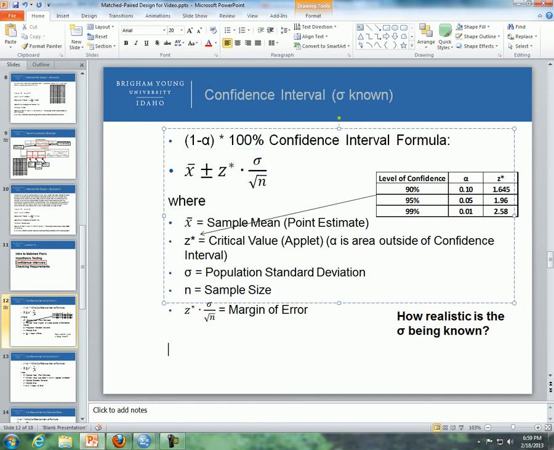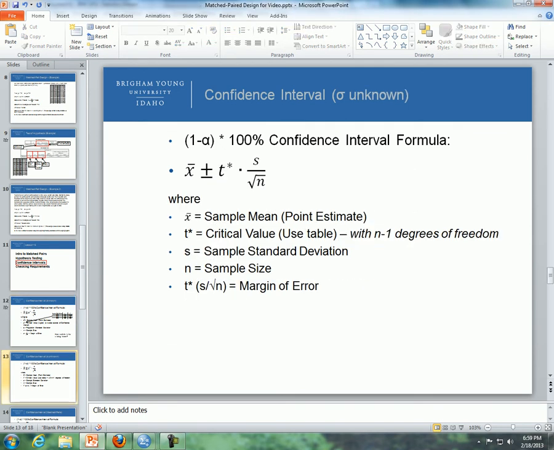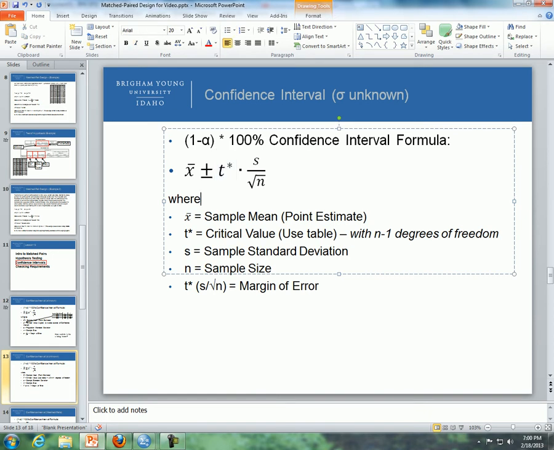Well, we found out that it's not often that we know our population standard deviation, so what we dealt with in Lesson 12 was the confidence interval where we don't know the population standard deviation. So we use the t-distribution instead. And we also estimate our population standard deviation with S, which is our sample standard deviation. So this is the formula for the one-sample t confidence interval. But if you remember, we did the confidence intervals using software, whether it's Excel or SPSS.